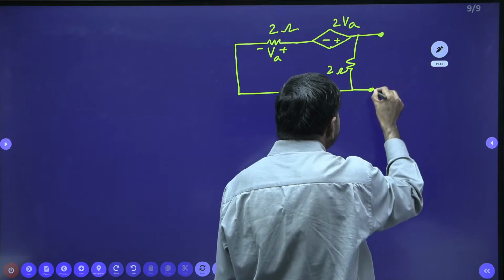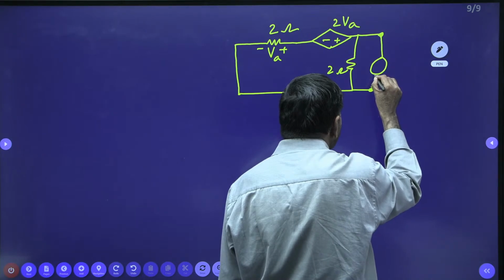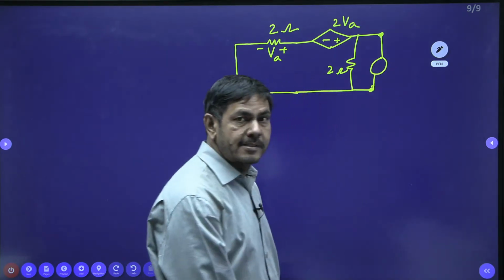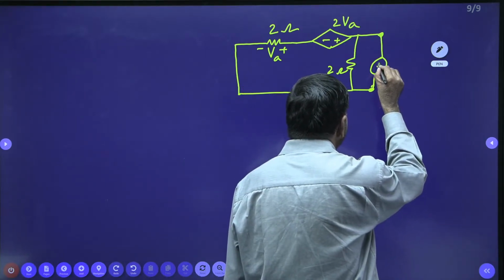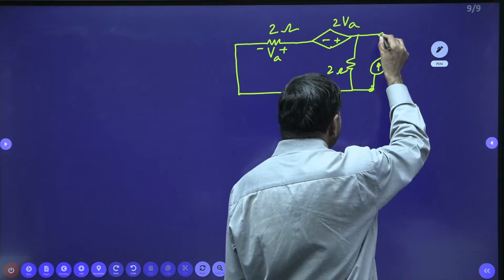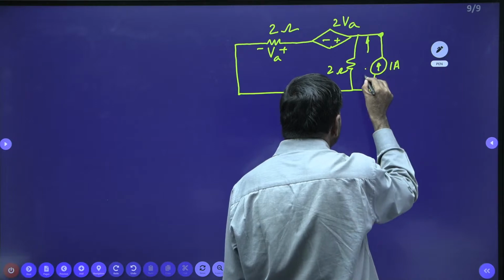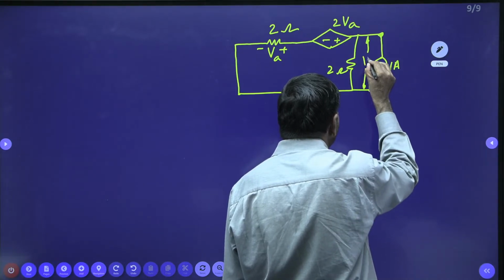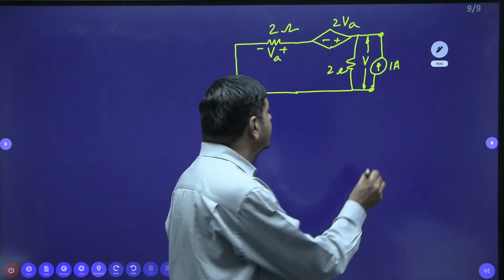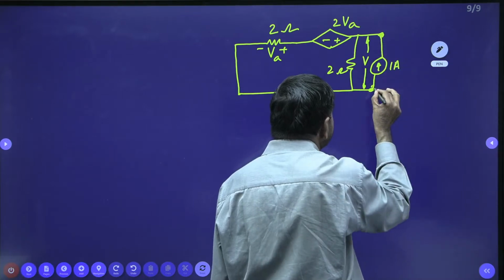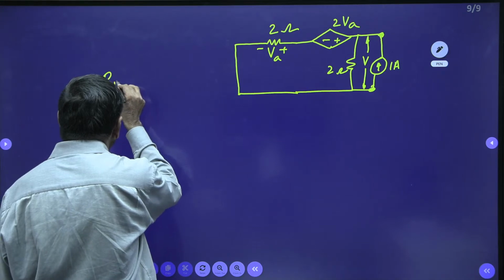To find the resistance across these two terminals, we connect a voltage source or current source between them. I selected a current source of 1 ampere here. With a current of 1 ampere, the voltage across these two terminals, which I take as V, is unknown. My aim is to compute the resistance across these two terminals, which is nothing but RTH.